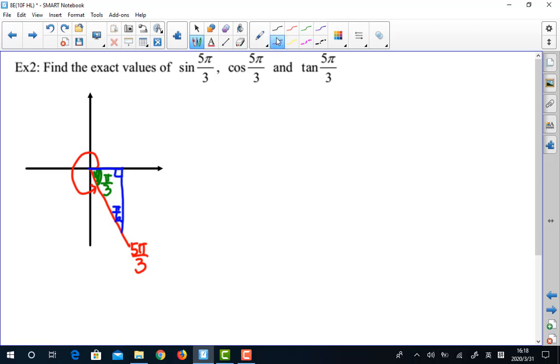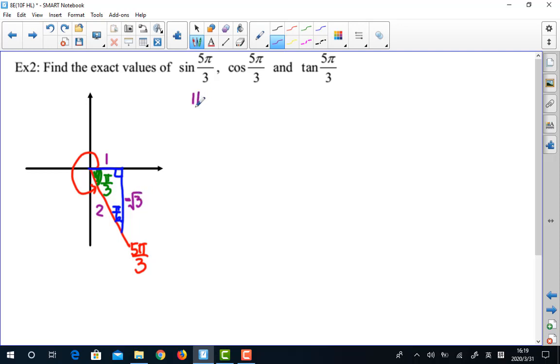Based on section 1, I can label the side lengths of this right triangle. The shortest side, which is opposite pi over 6, should be 1, hypotenuse is 2, and this side is root 3. However, this right triangle is below the x-axis, so this y value should be negative. So this side is negative. I put a negative for this side.